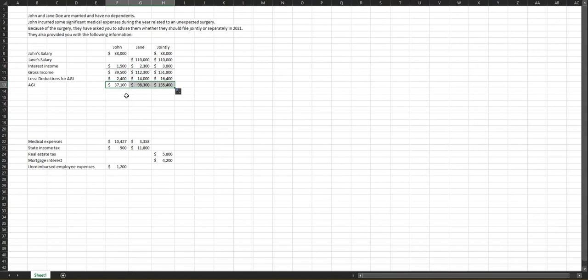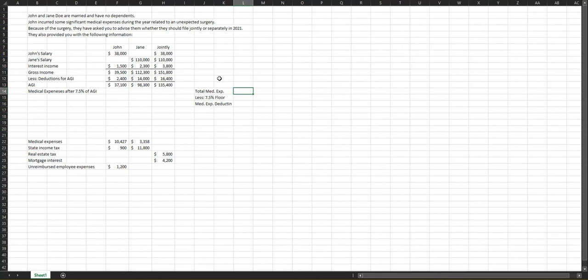Now, once we do that, we'll need to utilize this medical expense data, because that may be deductible, subject to a 7.5% floor on expenses. So to do this, we'll come over here to the side and say their total medical expenses, less the 7.5% floor, and then that'll give us the actual medical expense deduction.